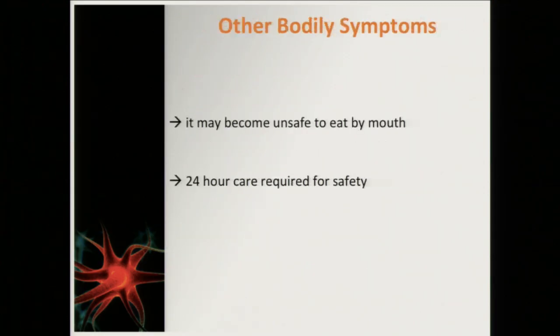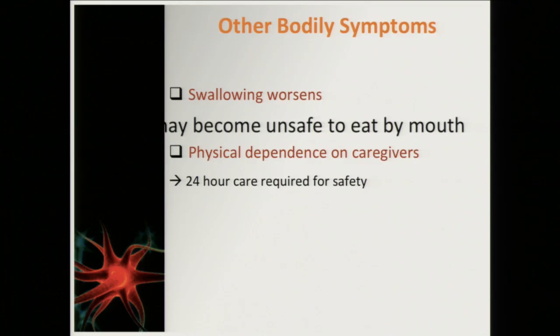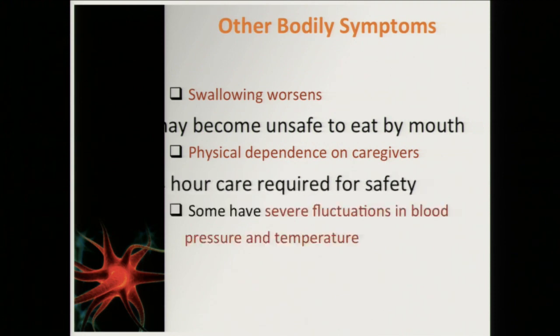So other bodily functions, so swallowing can worsen, and this may mean that it's unsafe to eat by mouth. And physical dependence on caregivers leads to 24-hour care needed. And this is for their safety. Some people at the very end stage disease may have severe fluctuations in blood pressure and in temperature.